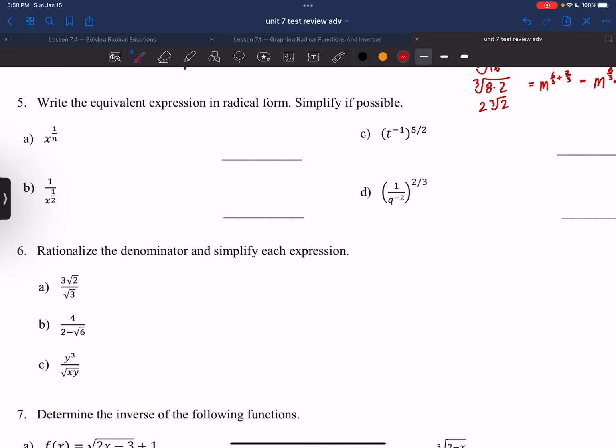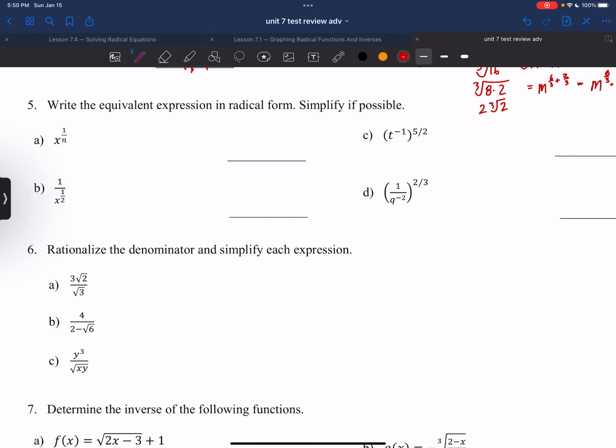All right, number 5. Write the equivalent expression in radical form. Simplify if possible. Well, I just use the same rule that I've been using over and over again. x to the 1 over n is the nth root of x. Done.